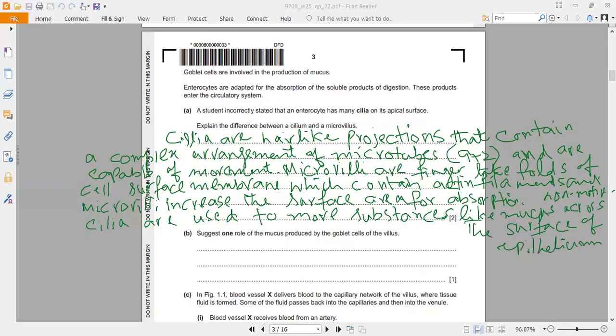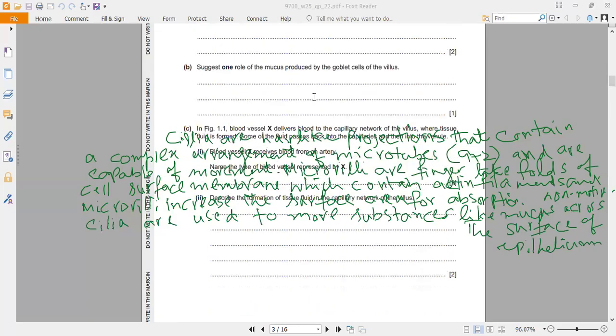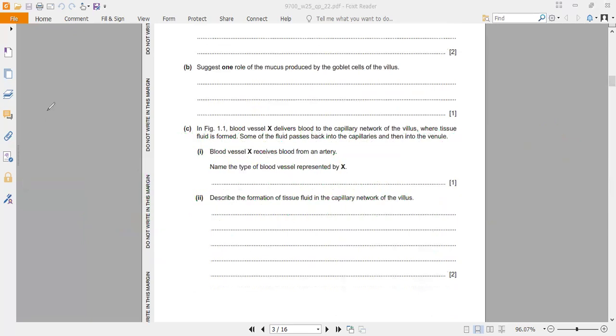So moving towards the part B of this question, it was very simple. You must know all these. Suggest one role of the mucus produced by the goblet cells of the villus. There are many, you can say, functions, or you can say the role of this mucus. So we have to write one. So we can write any one.